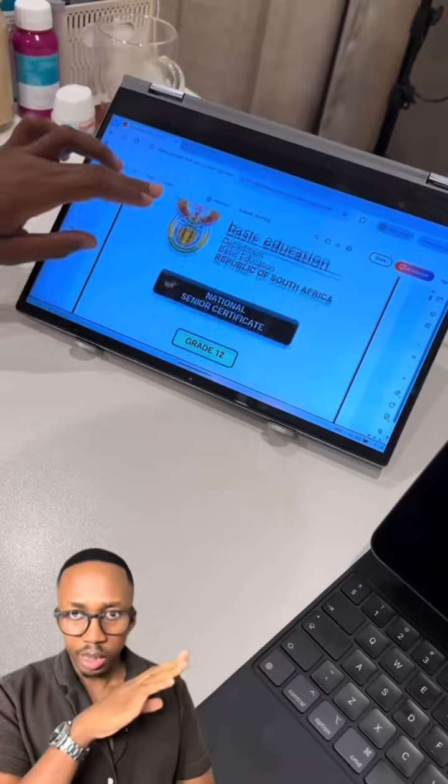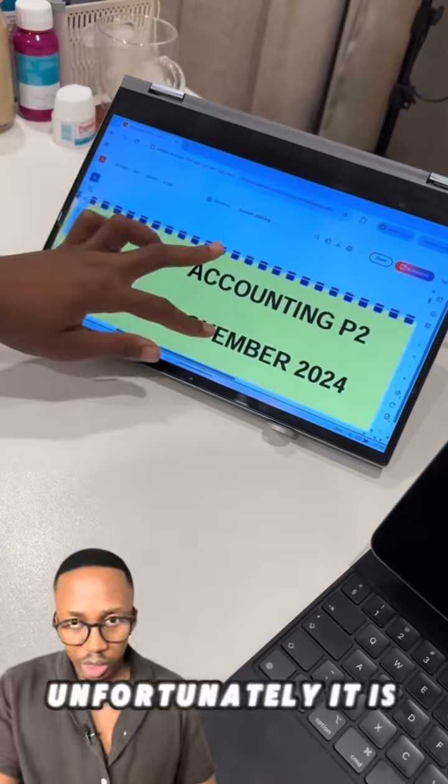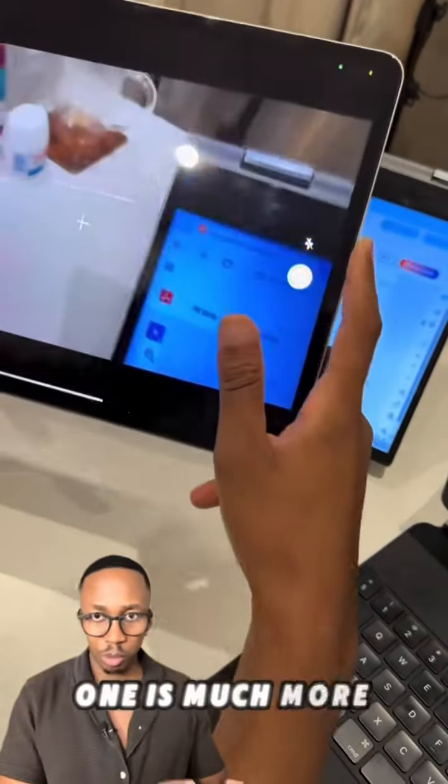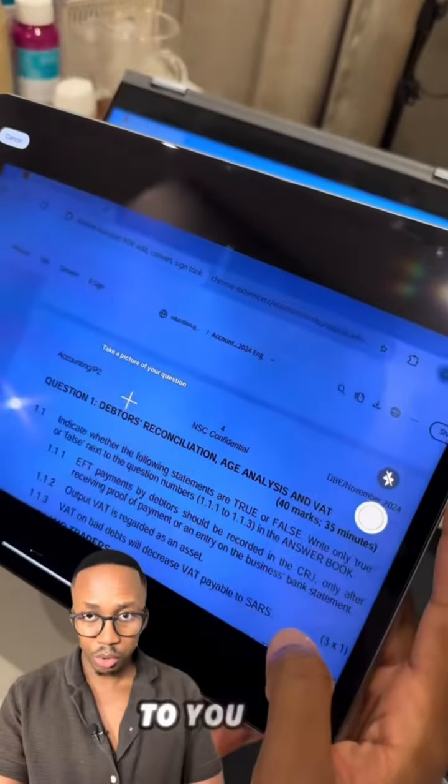So this is an accounting question paper. Unfortunately, it is paper 2 of accounting. I would have preferred if I had a paper 1 because I feel like paper 1 is much more complicated. But let me just demonstrate to you.